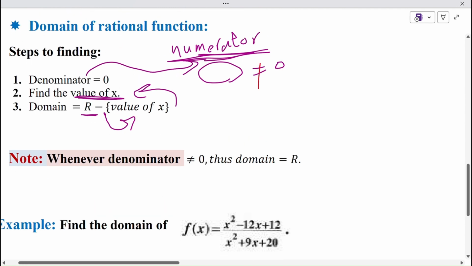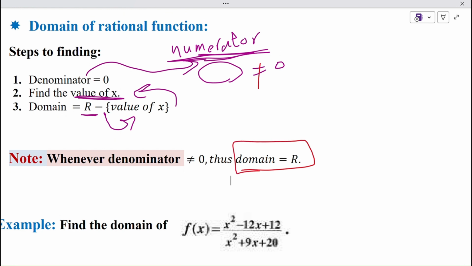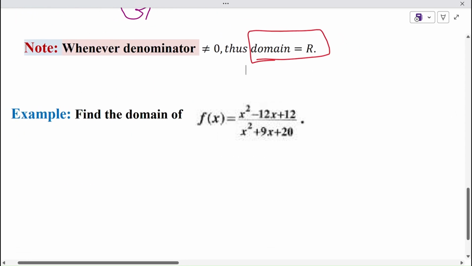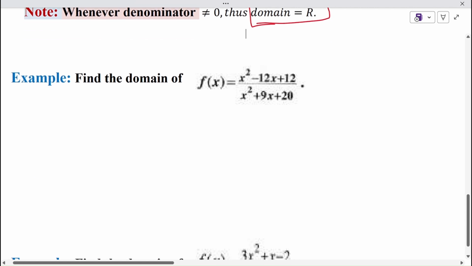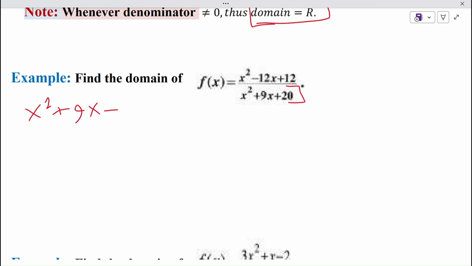Now, let's try it on this example. The question says to find the domain of this rational function. Okay, let's find it out. At the first step, you have to set the denominator equal to 0. Where is the denominator? This is called the denominator: x to the power 2 plus 9x plus 20. This denominator is equal to 0.